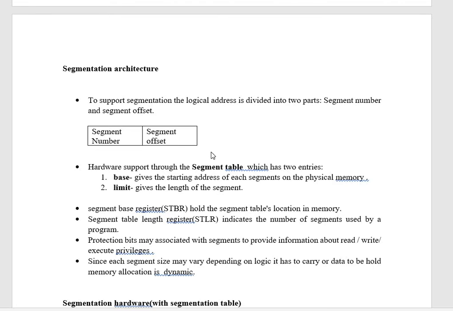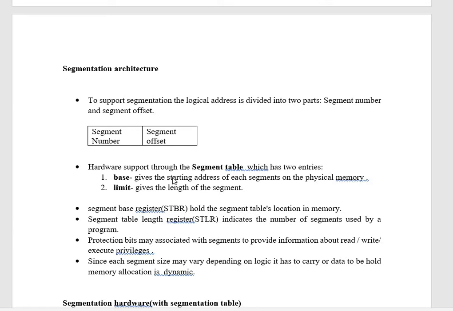We also have the segment table. As in paging, the page table holds the information about the pages and the frames where they are allocated, here we have a segment table which keeps track of the segments and their addresses in memory. The segment table has two entries: the base and the limit. The base field represents the starting address of each segment on the physical memory, whereas the limit gives the length of the segment.